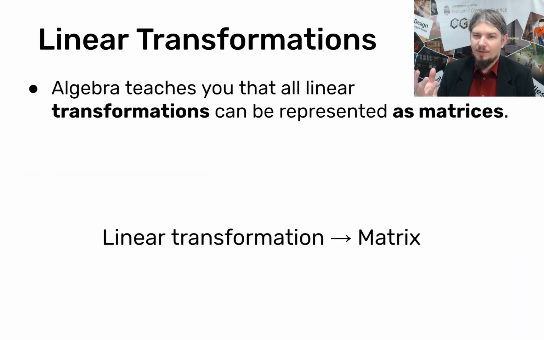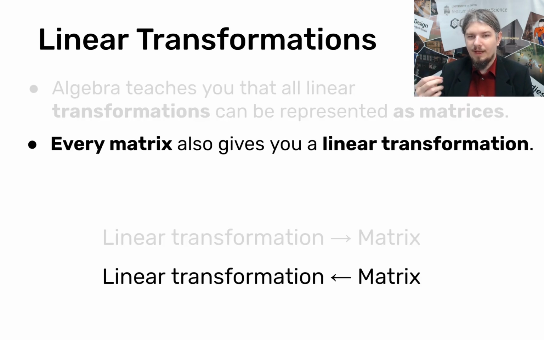Now, from your algebra class, you might remember that all linear transformations can be represented as matrices. And the reverse is also true. Every matrix also gives you a linear transformation. So if you have a matrix vector multiplication and there are scalars in the matrix, this is a linear transformation. Or if you have a linear transformation, you are able to construct a matrix that does the same operation.